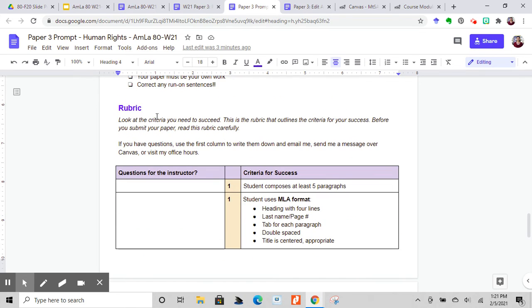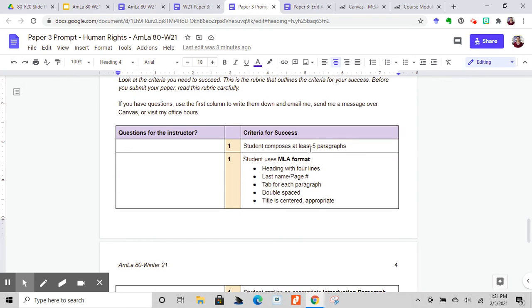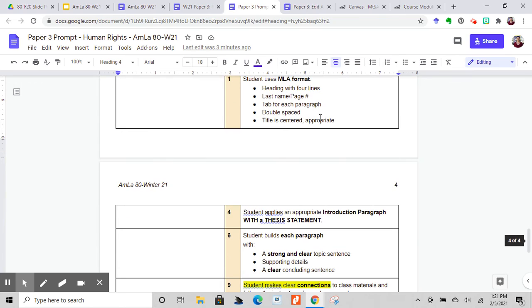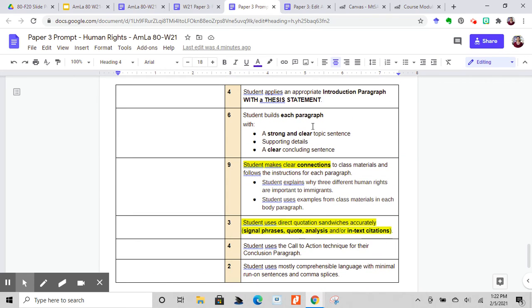Okay, so here's your rubric. This is how you're going to be graded. It's similar to our other rubrics. You're going to get points for writing 5 paragraphs, for doing MLA format. You are going to get points for writing a good introduction paragraph and for your thesis statement. So your thesis statement is something important to focus on for this paper. As always, you're going to get points for writing really well organized paragraphs with topic sentences and concluding sentences.